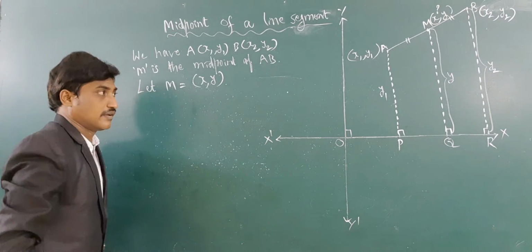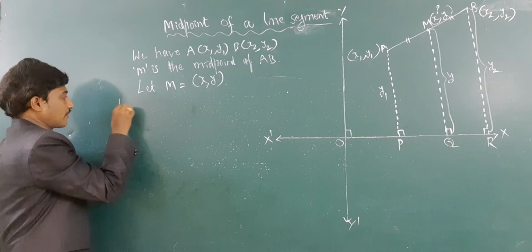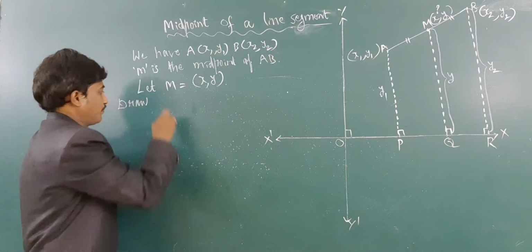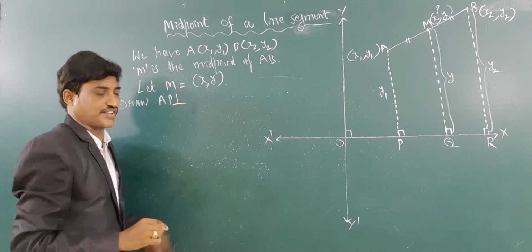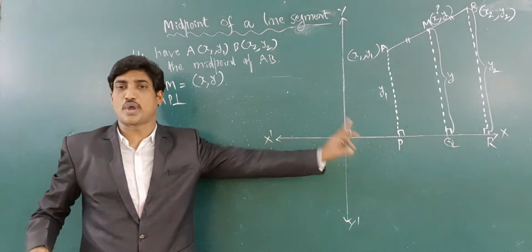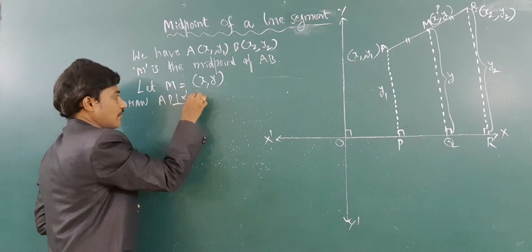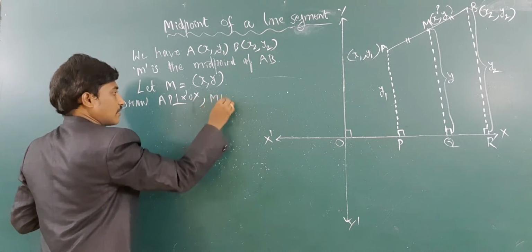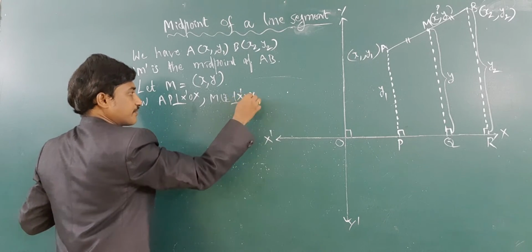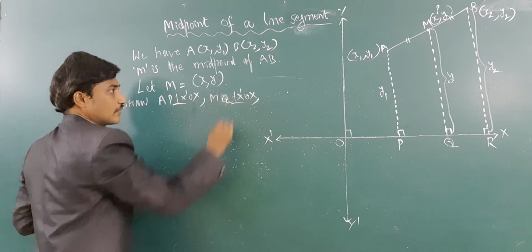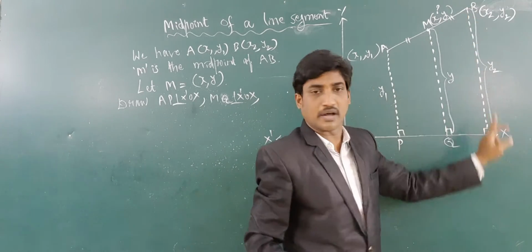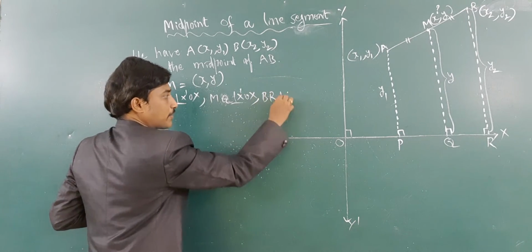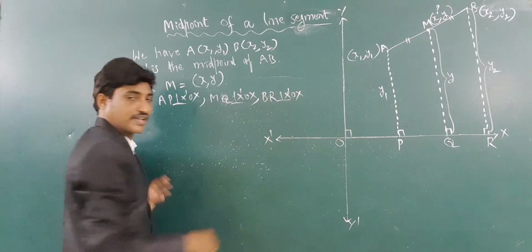Let us write the construction. Draw AP perpendicular to the x-axis, that is x dash OX, MQ perpendicular to x dash OX, and BR perpendicular to x dash OX, the x-axis.